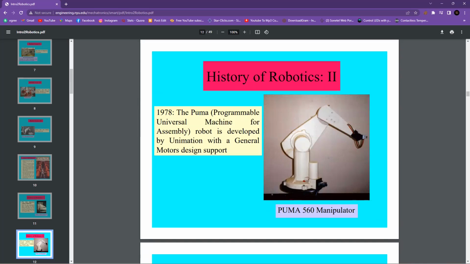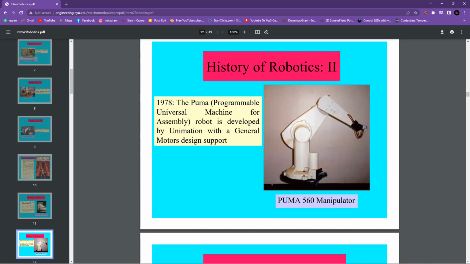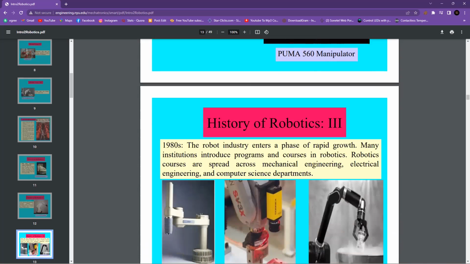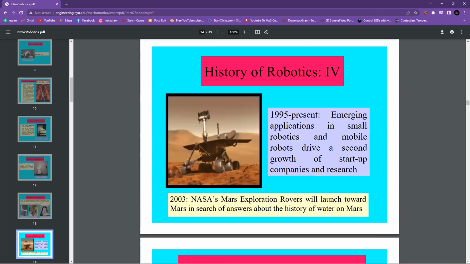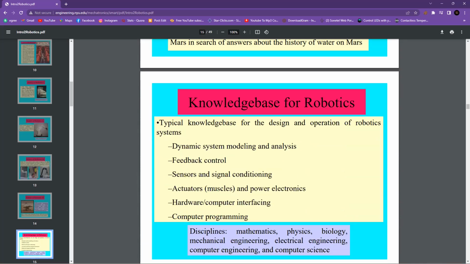So let's move on. These are all histories, and due to time I won't be going through all of them since I'll post the PDF in the group. Then we move on to this robot NASA built in 2003 for Mars exploration, and I know most of you will know about that.